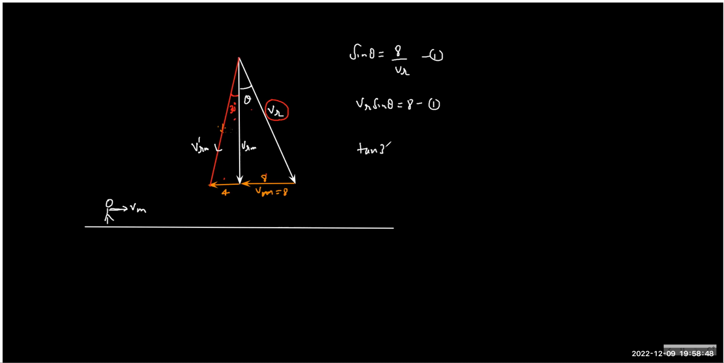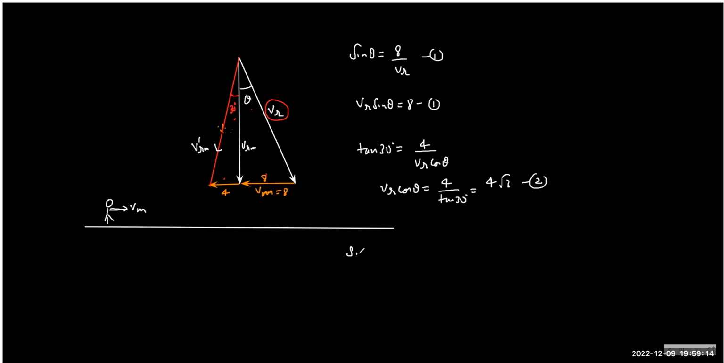What is tan 30? 4 upon the vertical line, which is VR cos theta. So VR cos theta, you are going to get how much? 4 by tan 30. I hope you know the tan 30 value. It's 1 by root 3. So I got VR sin theta, which is 8. I got VR cos theta, which is 4 root 3. But they're asking what is VR.